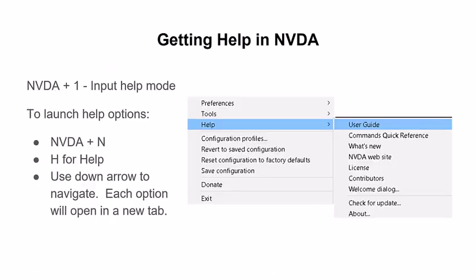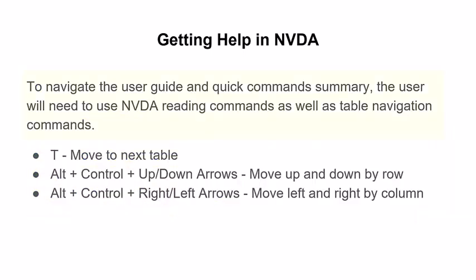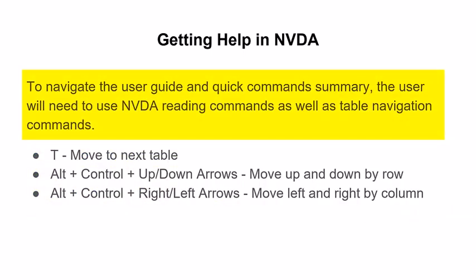I know we looked at the help menu before, but there are a lot of ways to get help in NVDA. We talked about the input help mode before, to launch and the help options, we also talked about these as well. But I wanted to cycle back to it. Once you navigate to the help menu, if you choose to open the user guide and the quick command summary, we talked about that this would open in a web browser.